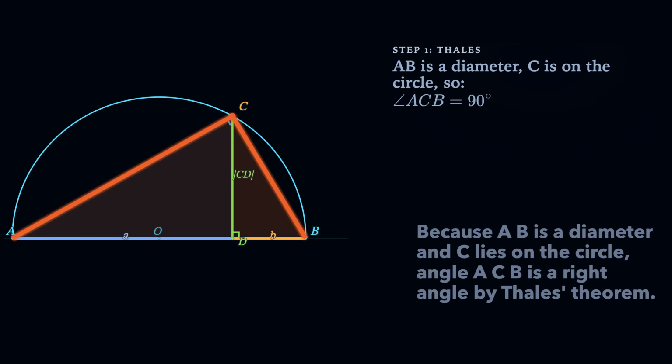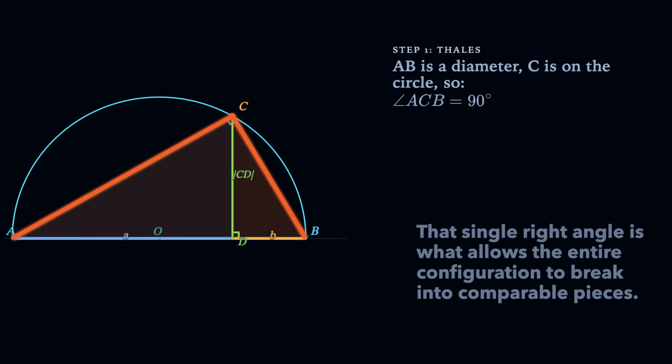Now we begin. Because AB is a diameter and C lies on the circle, angle ACB is a right angle by Thales' theorem. That single right angle is what allows the entire configuration to break into comparable pieces.